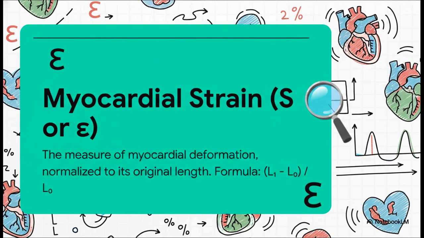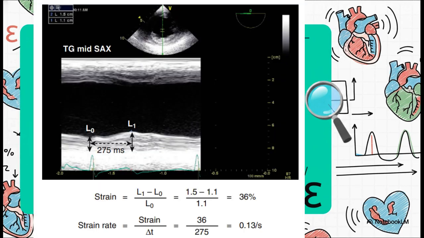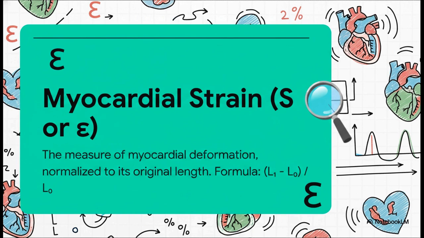So what exactly is strain? Well, myocardial strain is simply a measure of that deformation we just talked about. It tells us how much a piece of the heart muscle has changed its shape, and, this is the important part, it's expressed as a percentage of its original length. The formula looks simple, and it is. It's just the final length minus the starting length divided by that starting length. It tells us, for instance, that a segment of the heart shortened by 20%.